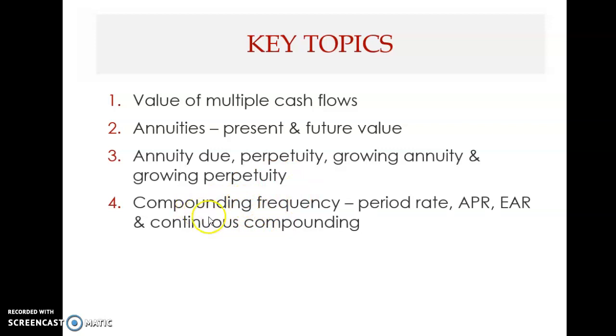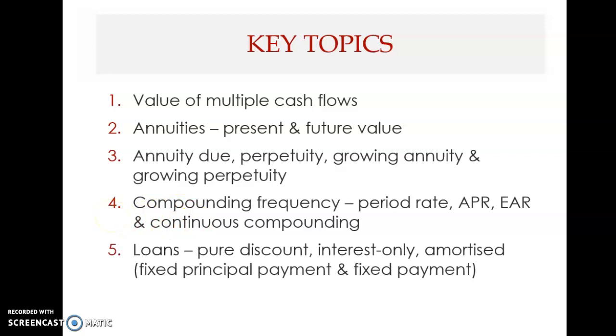This complication will lead to other things like period rates. So we need to know what is the period rate, what is APR, and what is EAR. These are all interest rates, and what is continuous compounding. All these are related to compounding frequency. So we'll look at that in key topic number 4.